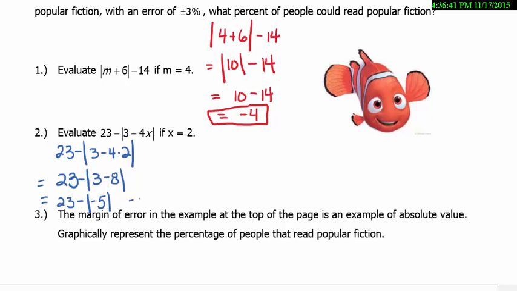Okay, so we know that from the previous question, absolute value is the distance that that number is from 0. And so we have 23 minus the absolute value of negative 5, which is 5. Distance is always positive. Okay, 23 minus 5 is going to give us 18. And in this case, when x is 2, our answer is 18.